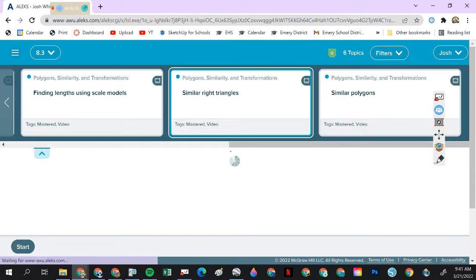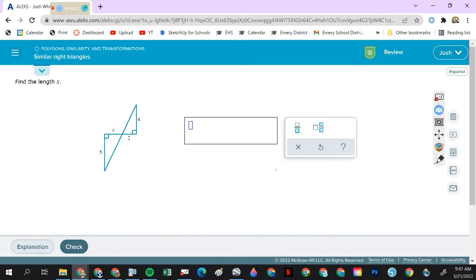All right. Similar triangles. Okay. How do you know if two triangles are similar? If all three angles match up. But do you actually need to know all three angles? No. You only need to know 2. Why is having 2 angles enough?